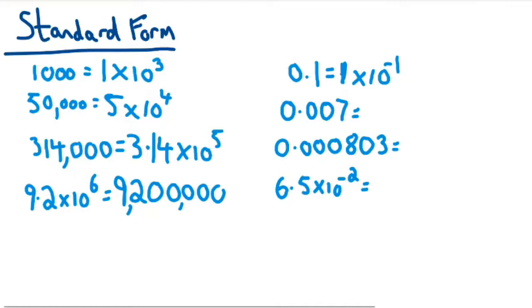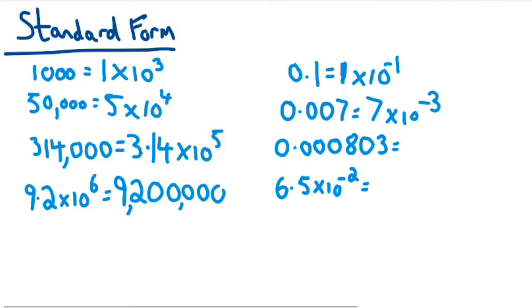Then again here, with our 0.007, our first non-zero digit is that 7. And times 10 to the minus, and there are 3 zeros in front of it. So it'll be to the minus 3.